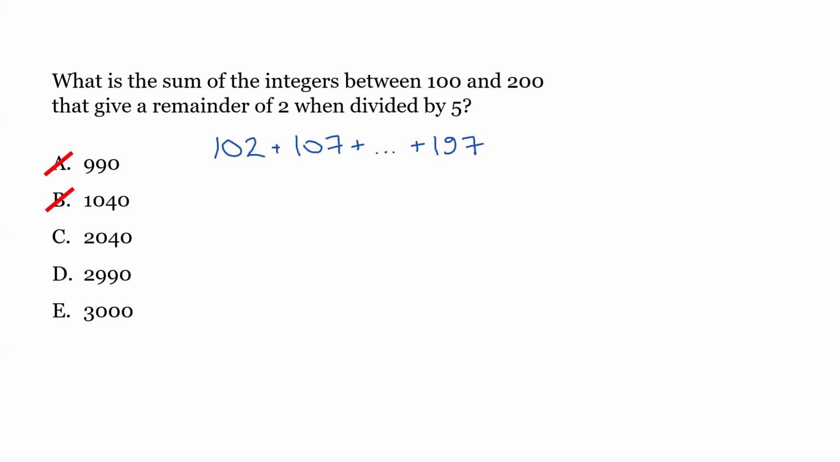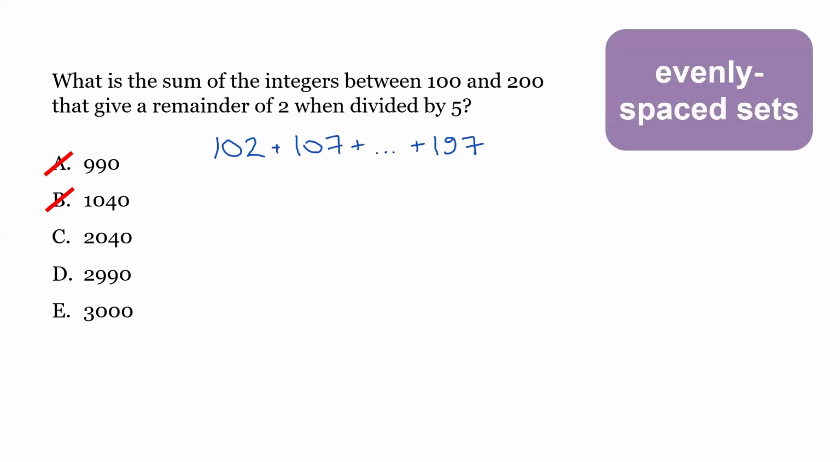Now I've taken some time to organize the information, I can see that we're being asked to add up a group of numbers that are each 5 apart. This is an evenly spaced set. Working with evenly spaced sets is pretty common on the GMAT, and there are some things to know. Evenly spaced sets are symmetrically balanced around the mean, so that the middle number is the same as the mean.